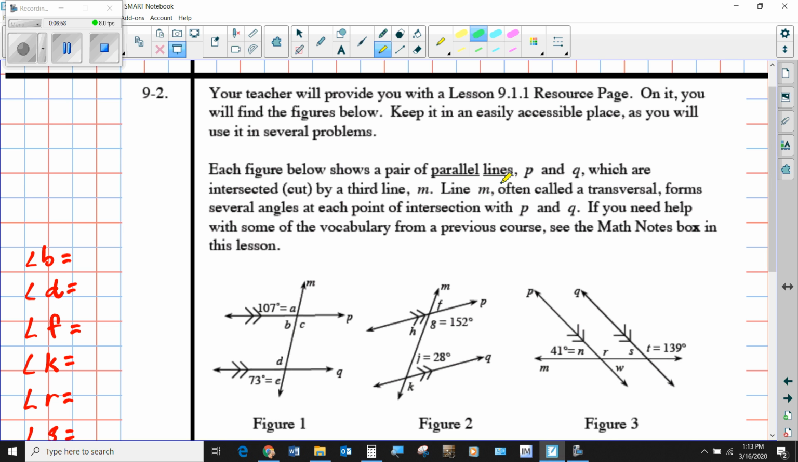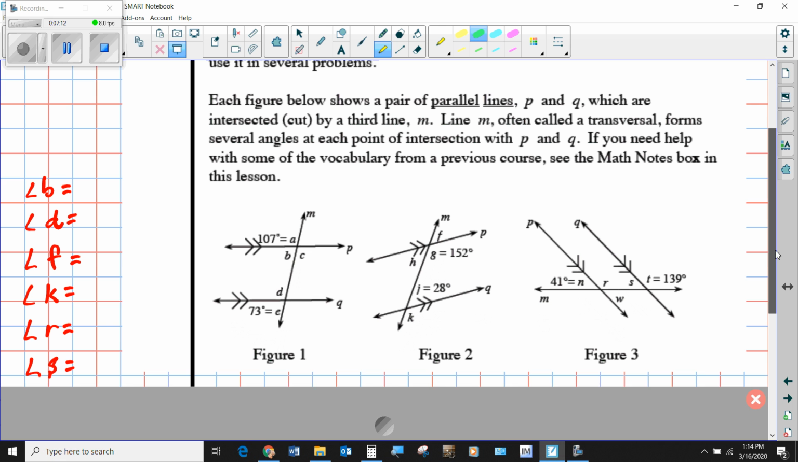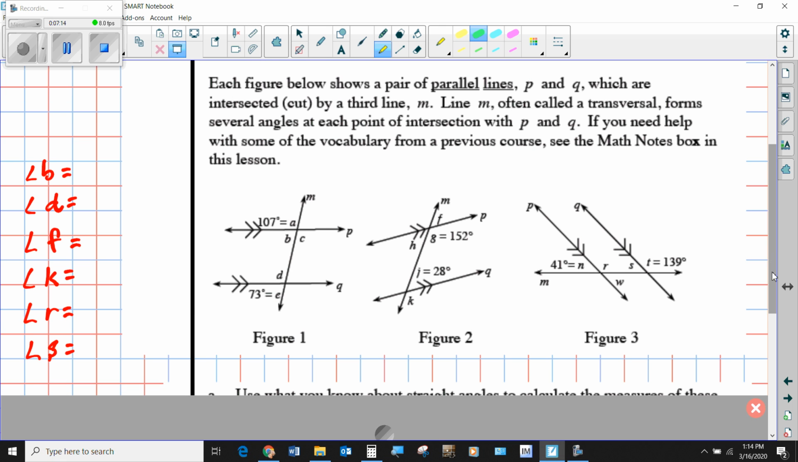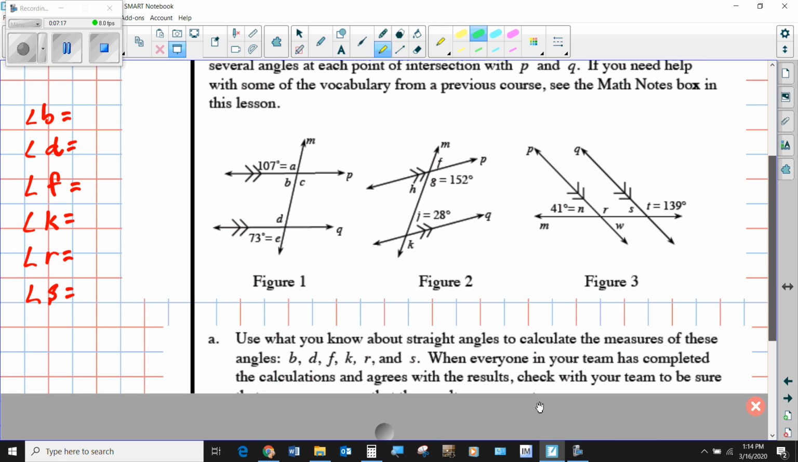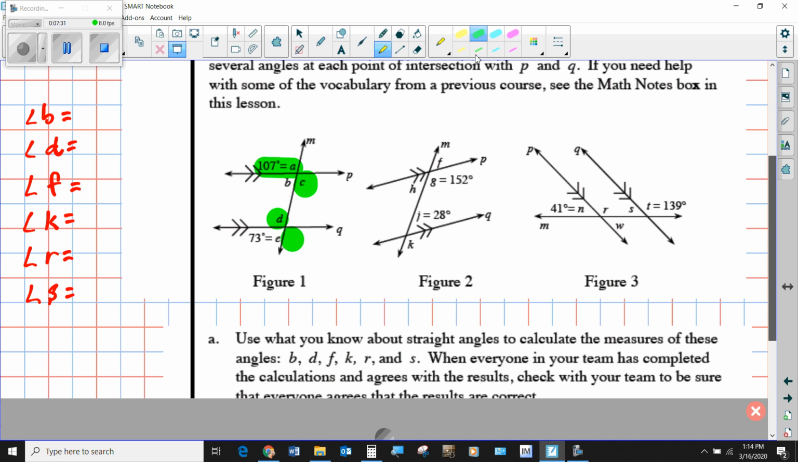Let's see what we've got here. It says P and Q are always going to be our parallel lines, and line M will always be our transversal. So we need to identify, according to these directions here, what are the measures of these different angles based on what we see here. So angle A is given here as 107 degrees. So what I would like to do is take all of the other angles that appear to be obtuse, and highlight them in green. And then the ones that appear to be acute, I'm going to highlight in yellow. And that's going to help me answer some of these questions.